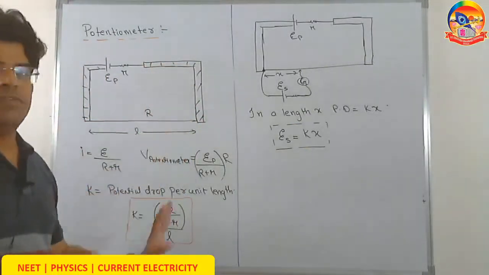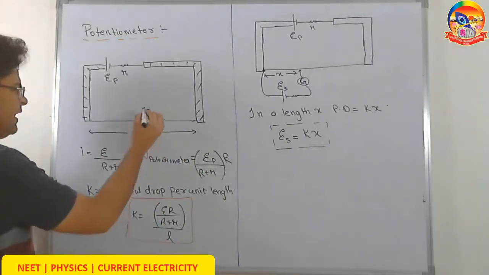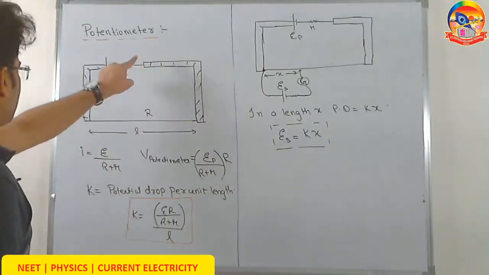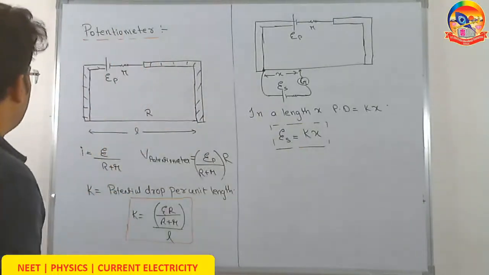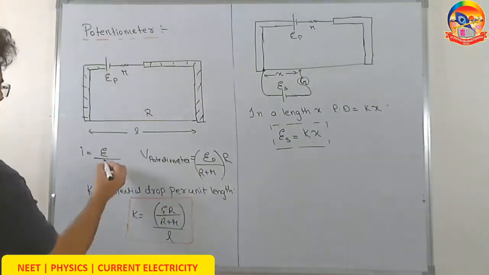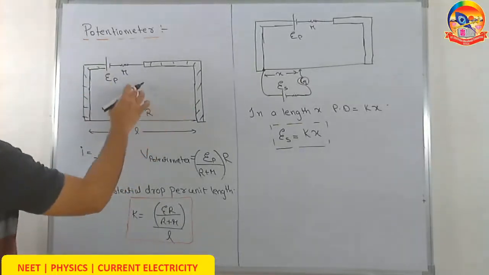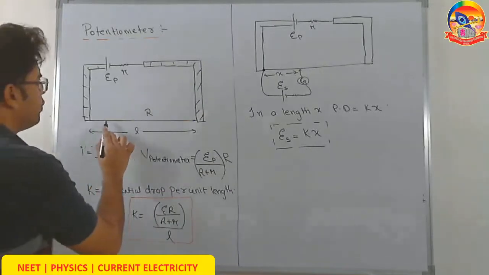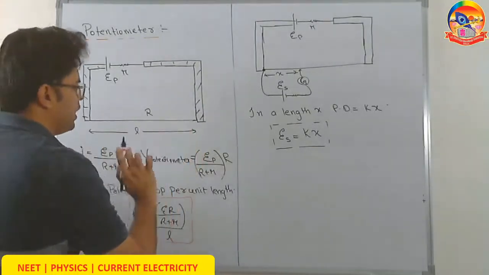This wire itself is called potentiometer wire. Let's say this wire has a resistance R and a length L. First thing first, what will be the current in this circuit? So the current in this circuit has to be equal to the EMF of primary cell upon the resistance R plus r. Next question, what will be the potential drop across this potentiometer wire?